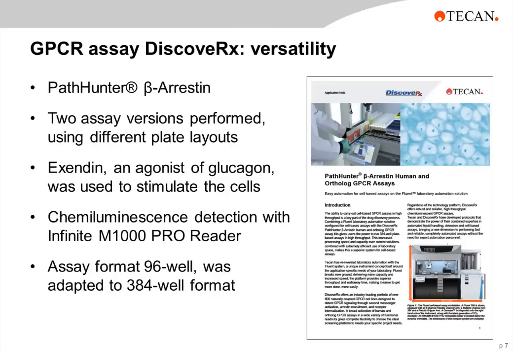This is a GPCR assay from DiscoveRx, and as I mentioned before, I want to show you the versatility of our instrument using this data. Of course, we've been working with the PathHunter B-Arrestin, and again, to the right-hand side, you see the front cover of the application note. This assay was performed in different plate layouts to be able to compare the results. We've been using Xanthine as an agonist to stimulate the cells, and since it's the PathHunter B-Arrestin, we've been measuring the chemiluminescence. The assay is originally set up in a 96 well plate, but we've adapted it to a 384 well plate.